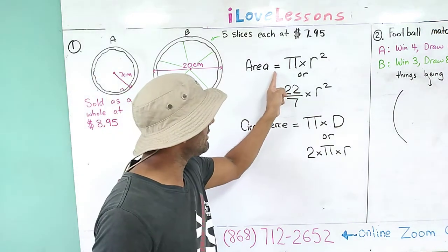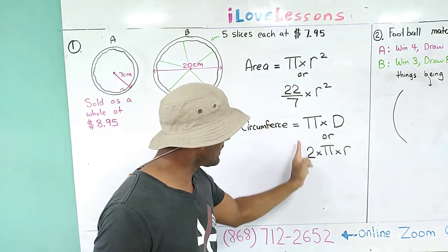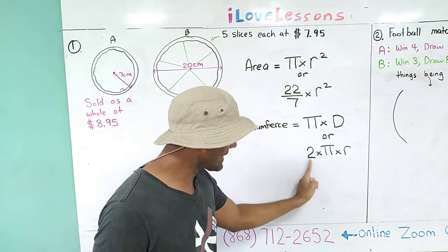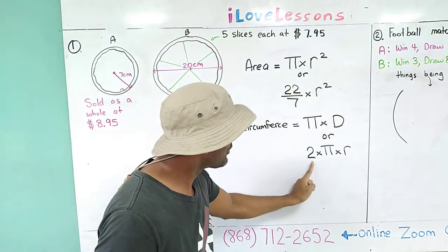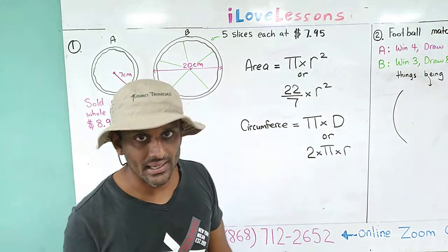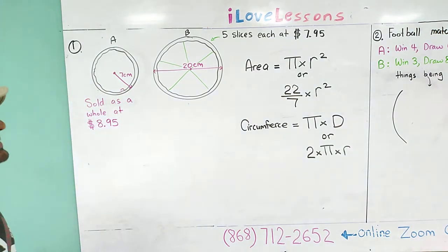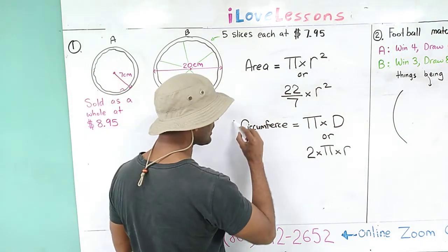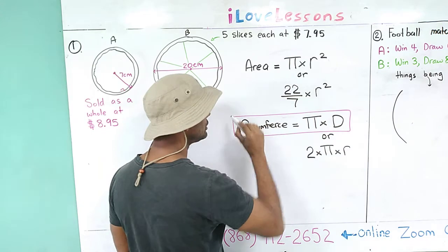Because if you look at area, it has a pi, a 2, and an r. Circumference, the second formula, has a pi, a 2, and an r. But the 2 here is a squared. Over here, the 2 is a multiply. Okay? So, when it comes to finding the circumference of a circle, this is the one that I usually use.